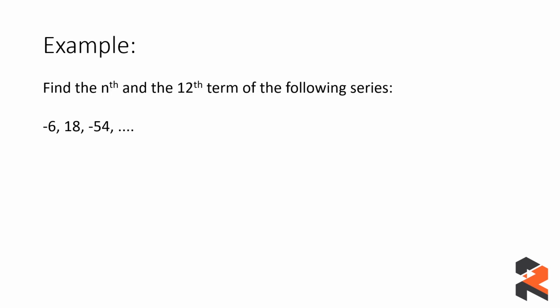So now let's look at an example. The example says that we need to find the nth term and the 12th term of the following series. We have been given three terms in our series and we have to find the nth and the 12th term, which means we have to calculate two answers in this question. Starting with the first, we have A equal to minus 6 and a constant ratio of minus 3.